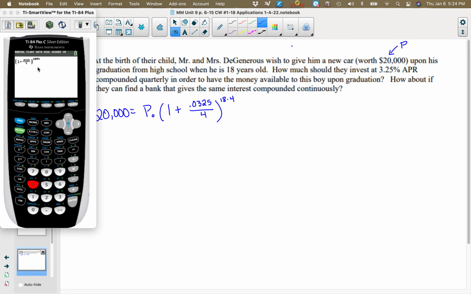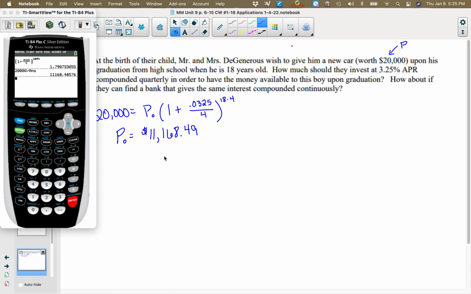You can actually do this on your calculator, and notice I can even just type in 18 times 4 there. So when I do that, I get this for my answer. That's this part. But now to work this out, I need to do 20,000 divided by that to solve for P naught. I can recall the previous answer with second and then this key. And so now I get P naught is $11,168.49. So that's how much they should invest.